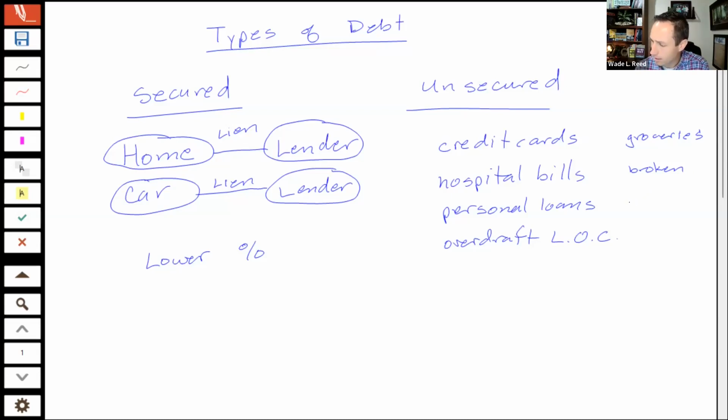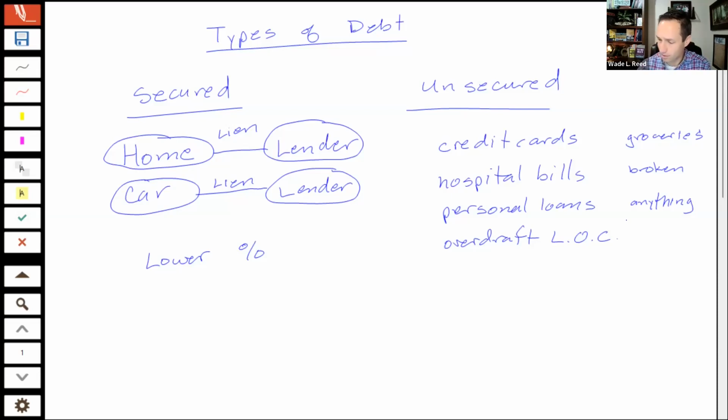Personal loans. This is at a bank. This can be for anything. You can ask for a personal loan. You don't have to disclose what you're looking for. As long as you qualify under the standards of the bank, then you can get a personal loan. Overdraft lines of credit, you typically have to apply for, but again, it's just if you happen to go over your balance on your checking account.